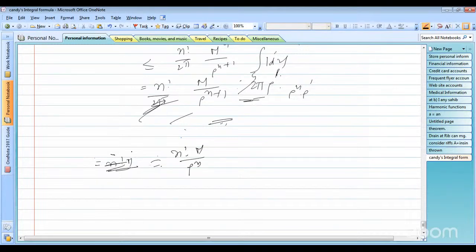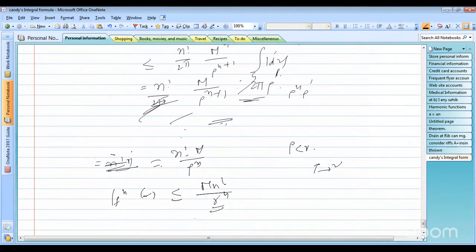Also, this is true for all rho less than R. For all rho tending to R, we get the modulus of f^(n)(alpha) is less than or equal to M n! by R^n. This is the fundamental formula of this one.